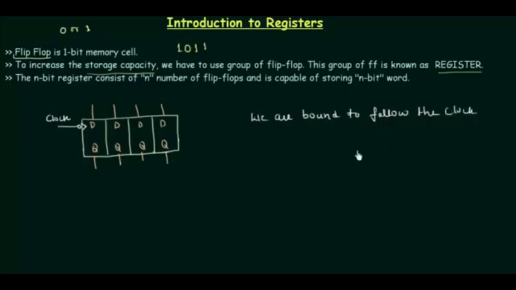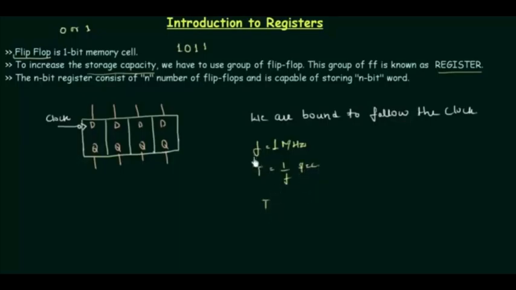And this is a problem in itself. I'm going to explain why it is a problem. For example, let's take a clock with a frequency of 1 megahertz. This is the frequency, and you know that the time period is equal to 1 by f seconds.